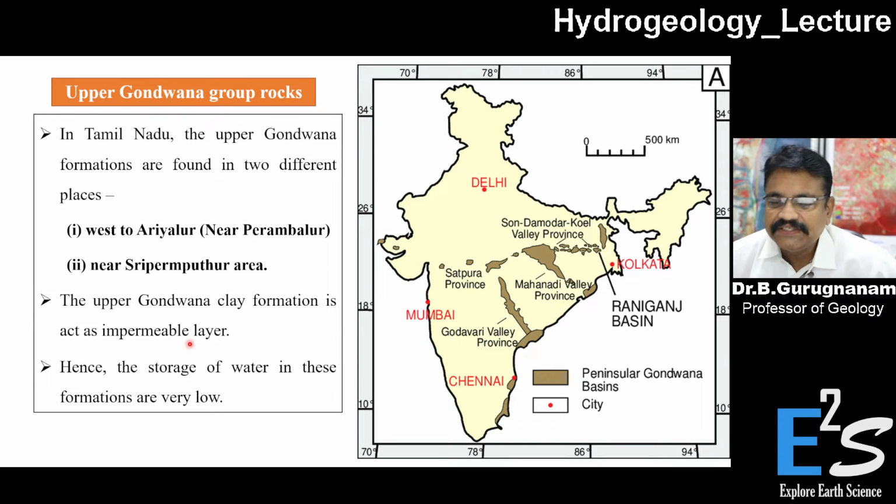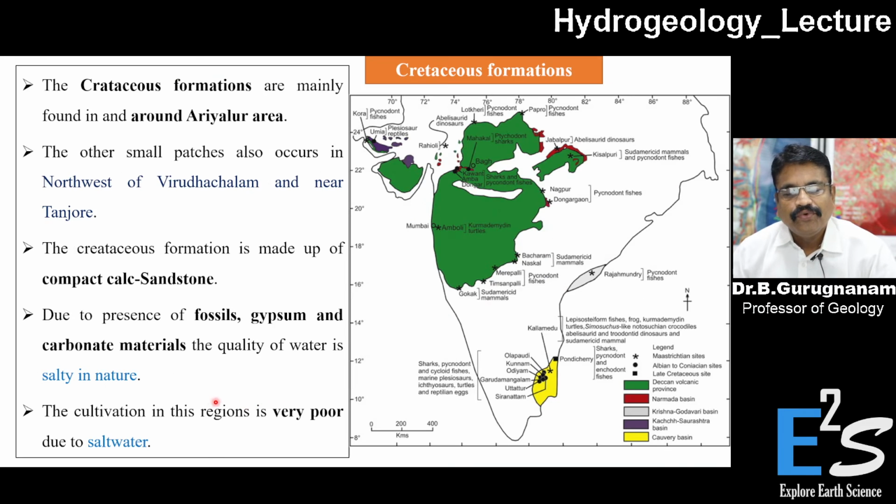as an impermeable layer. Yes, in upper Gondwana, the major rock types are clay. Clay has the property of higher porosity and less permeability. It is impermeable, or rather you can say the permeability is less, so it is able to store the water for quite a long time, and in turn this is very helpful for agriculture practices. And hence the storage of water in these formations is very low. Storage in these distribution regions is also very low.